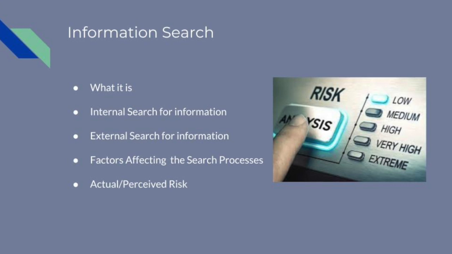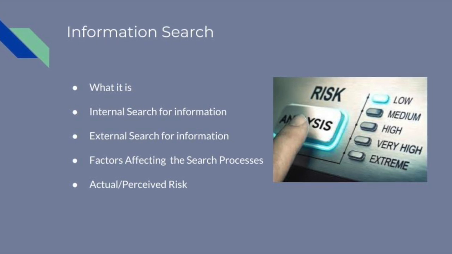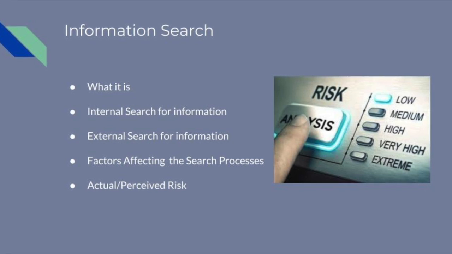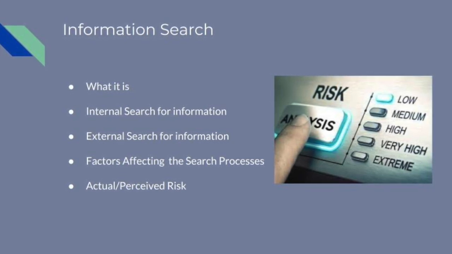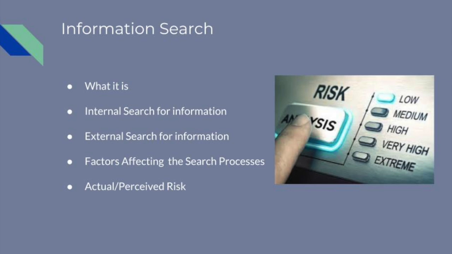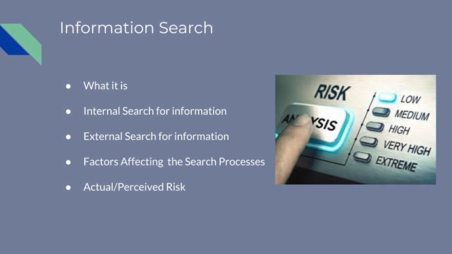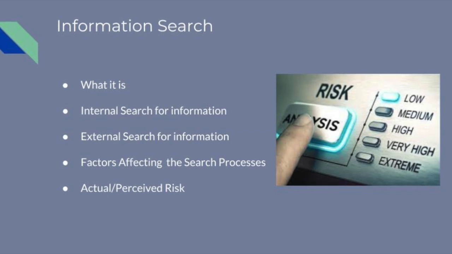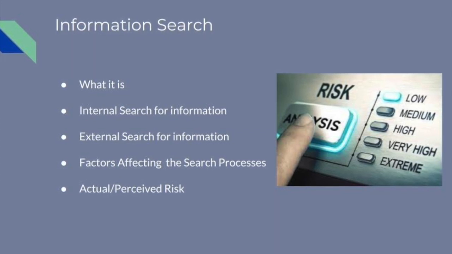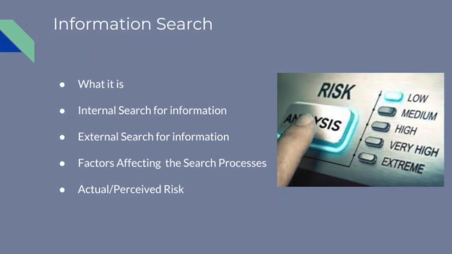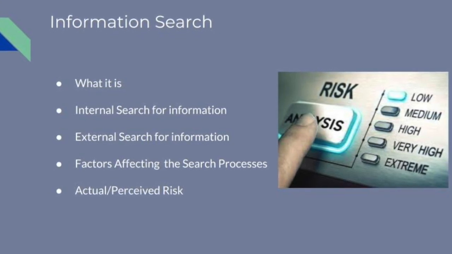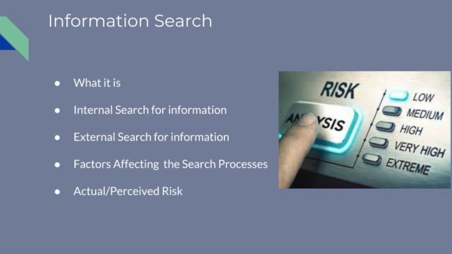Information search is the second step in the consumer decision-making process. A consumer searches for internal and external information. Internal search for information is a consumer's memory or recollection of a product, or it can be triggered by personal experience. External search for information involves outside influences like advertising or word of mouth.